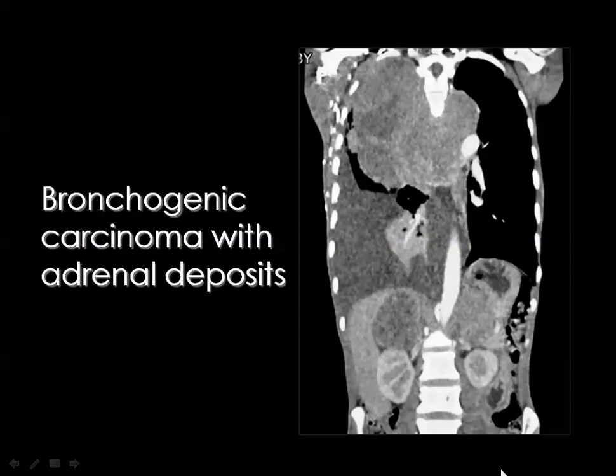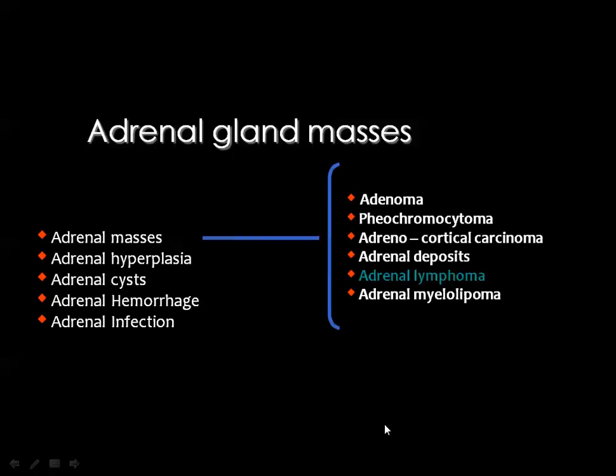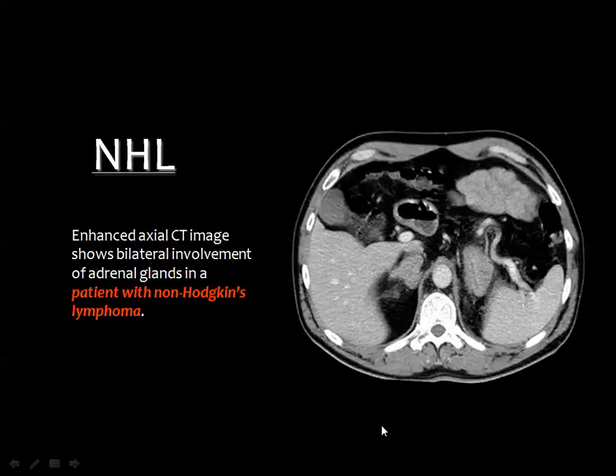And this patient had a huge bronchogenic carcinoma with right-sided pleural effusion, lung collapse, and bilateral sizable masses in the adrenal glands. And adrenal lymphoma is diagnosed the same way as adrenal metastasis. The lesion in the suprarenal gland does not fulfill the criteria of lipid-rich adenoma, and there is a positive history of lymphoma elsewhere in the body.